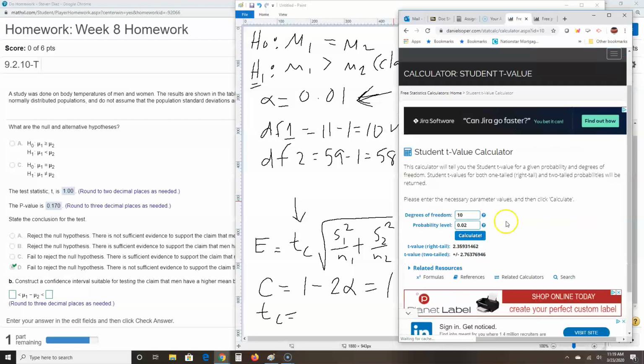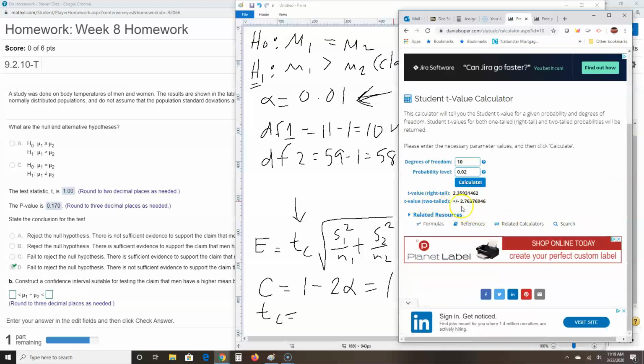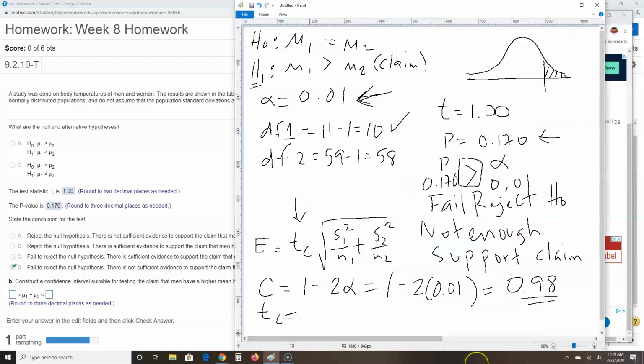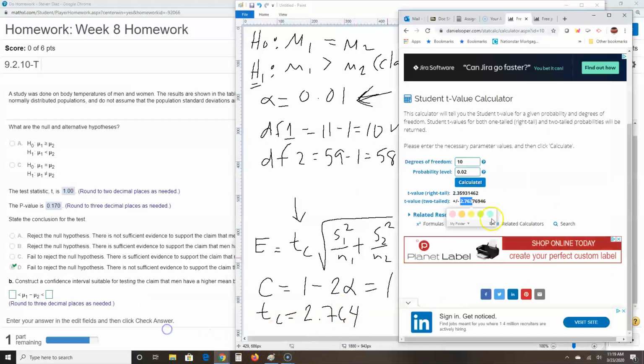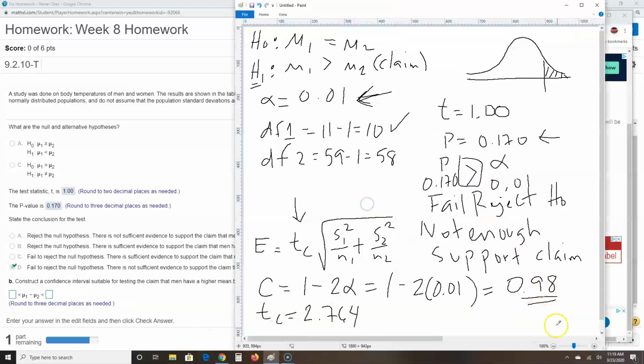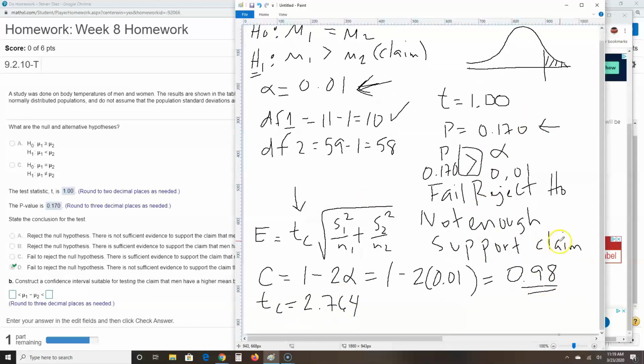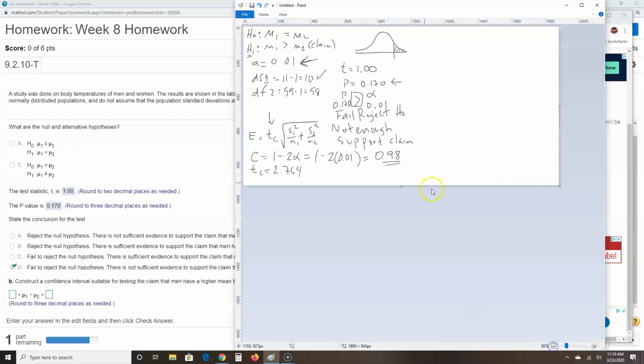And you're going to get two answers. Remember, you always use the two-tail because when you're working with confidence intervals, you have two tails. I'm going to use 3 decimal places, so 2.764. That's my TC, 2.764. I just want to confirm that I put the right number in there. Yes, okay, good. Let me minimize this so I have more space.